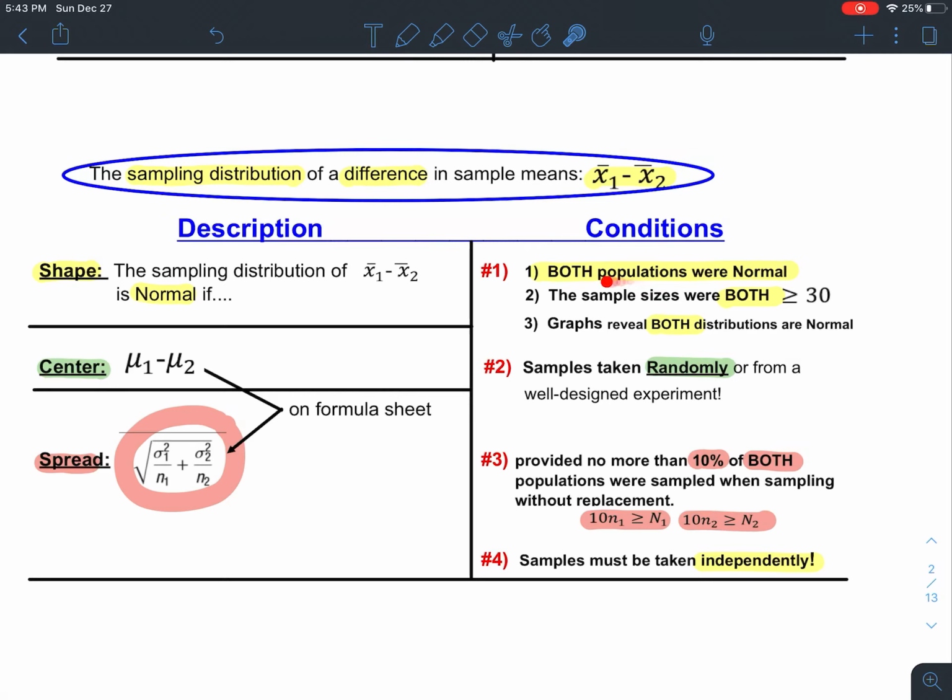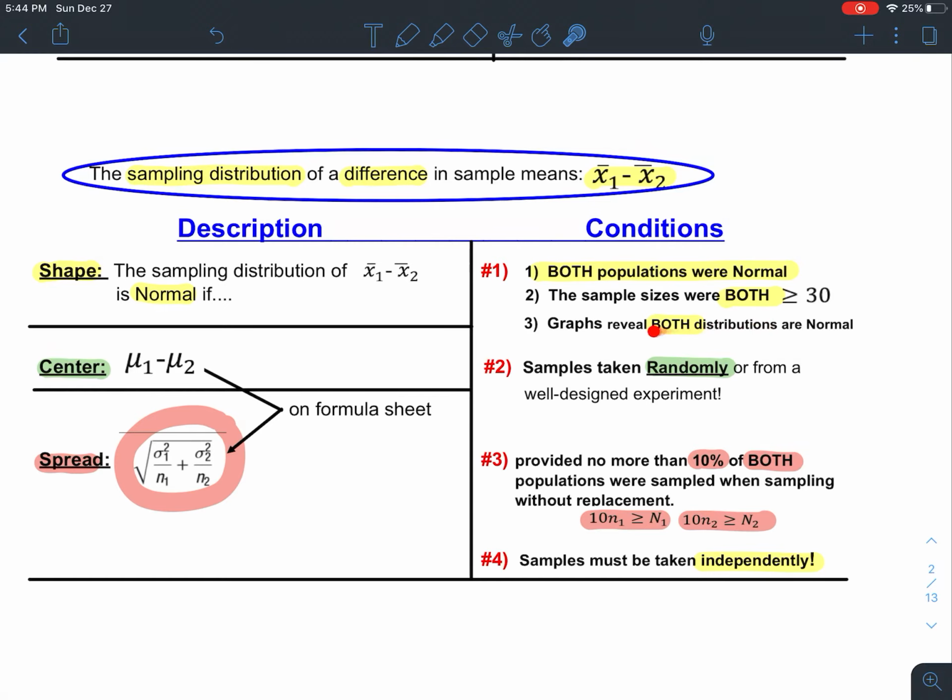It did not tell us at all that both of the populations, the northern and the southern, were normal, so I can't use that as my reason for saying the shape of this sampling distribution is normal. I want to next look and say, well, are my sample sizes both greater than or equal to 30? If that's true, then I can use the central limit theorem.